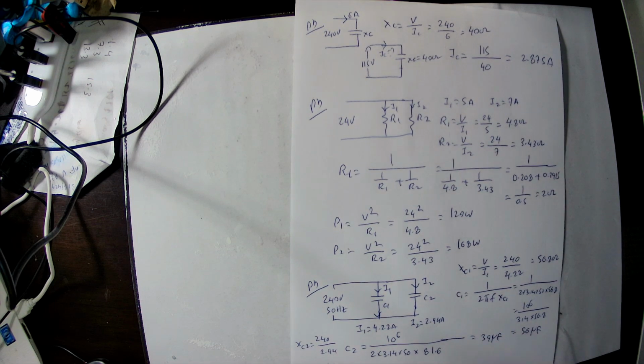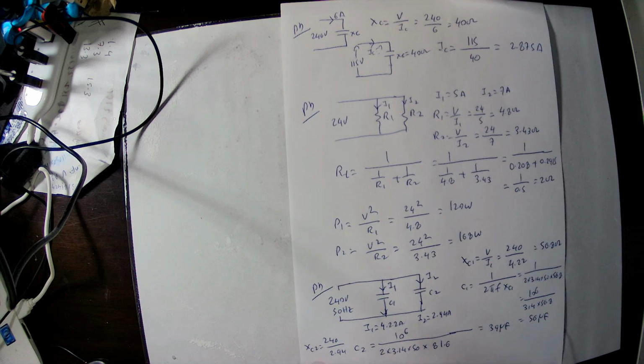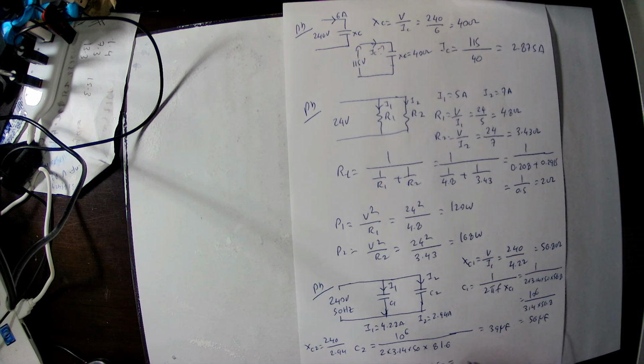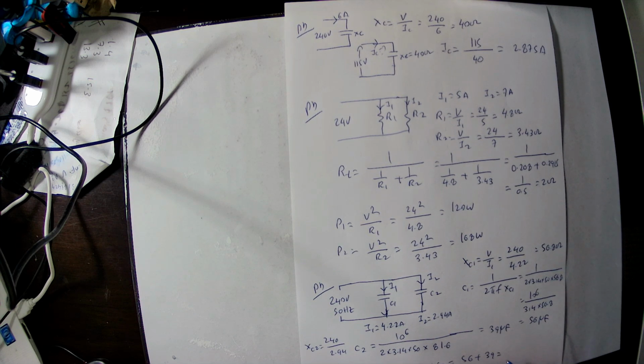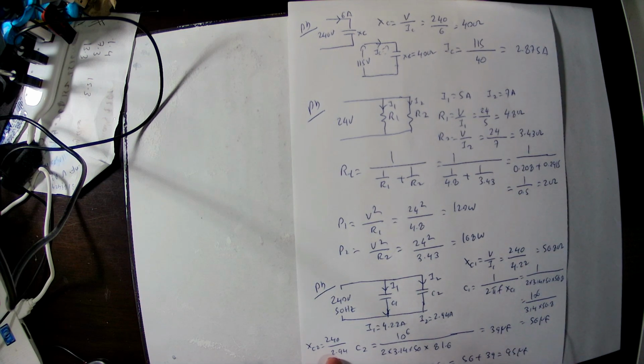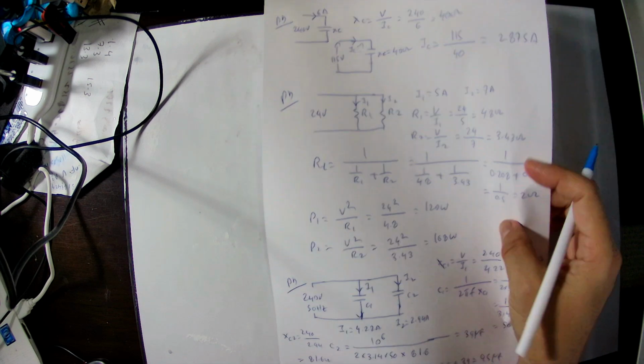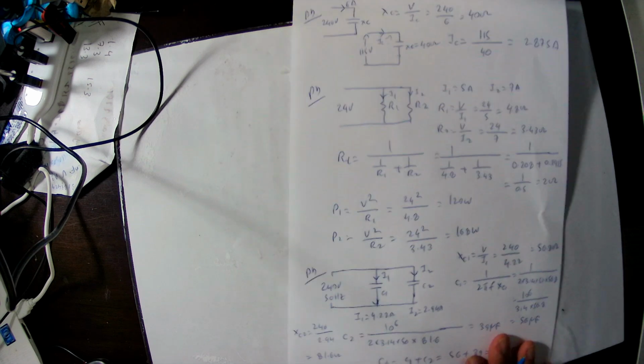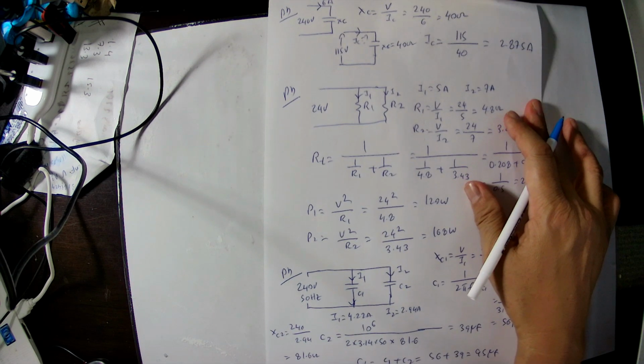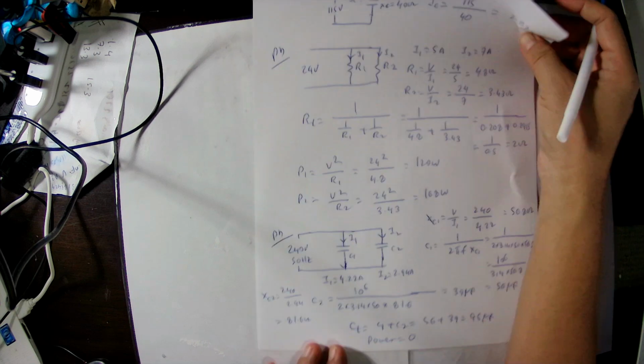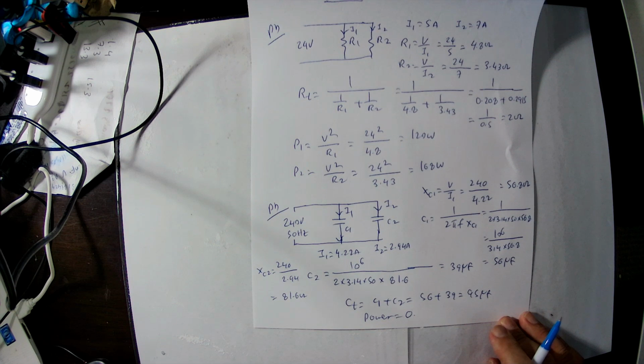And then we also need to calculate the total capacitance. The two capacitors are connected in parallel, so we can write C1 plus C2. C1 is 56, C2 is 39, so this will be 95 microfarad. And the power is 0 because the capacitor does not dissipate power. The capacitance is 95 microfarad and power is 0, because the capacitor draws zero real power, only reactive power, so therefore the power is 0.